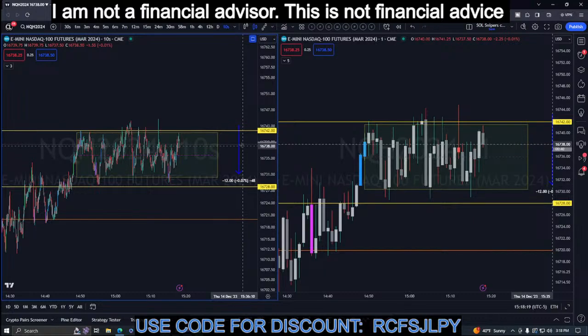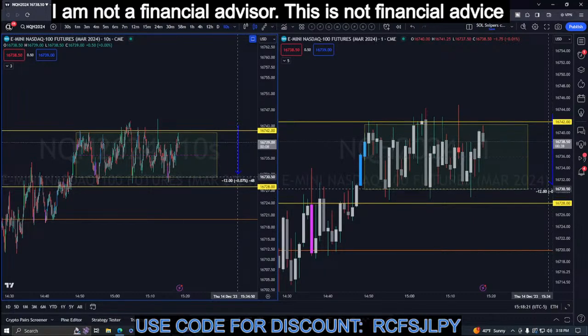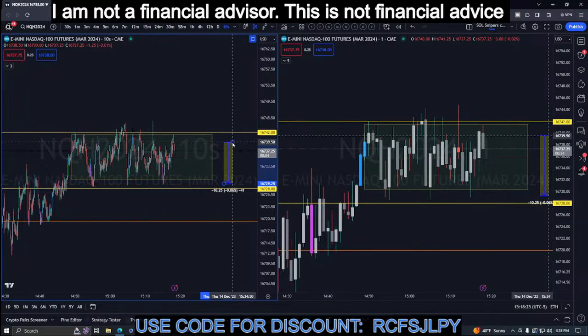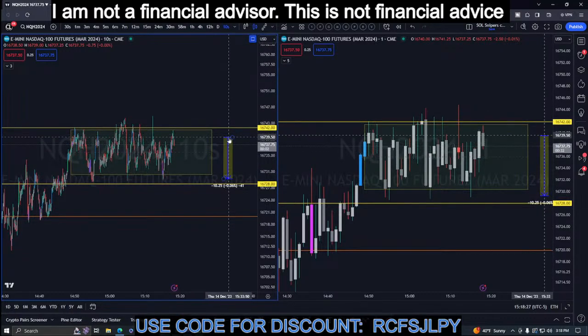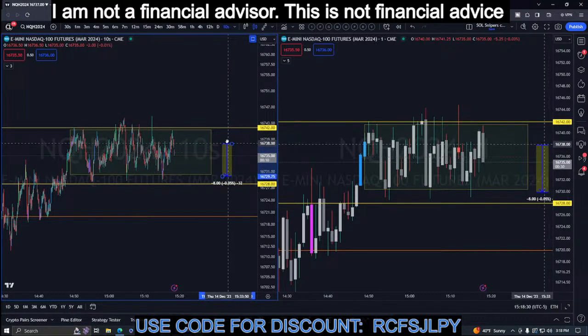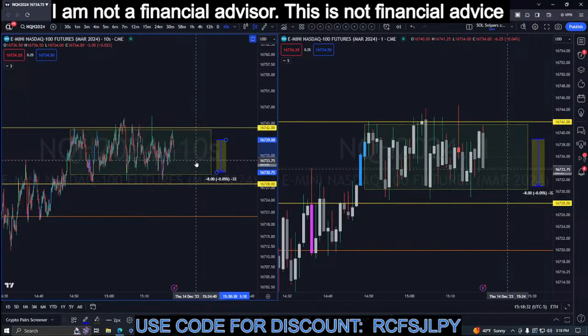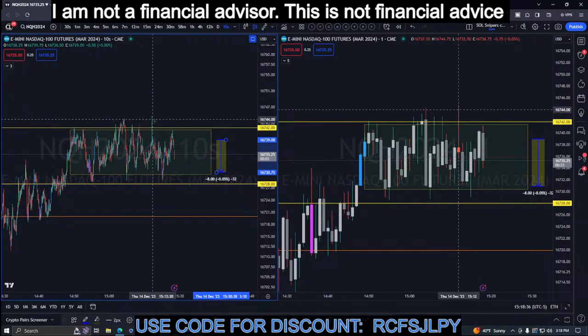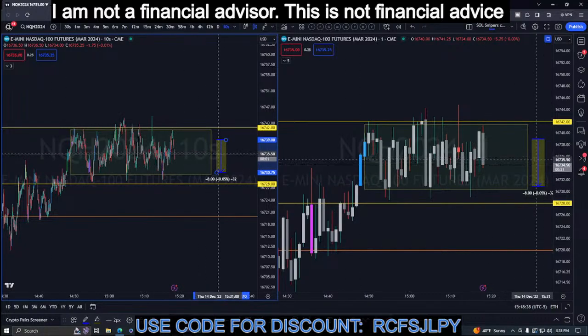I drew a percentage range right here. So the range, let's minimize. It's in a tight 8-point range now. It's picking up, grabbing liquidity up here. I mean, this is really tight.